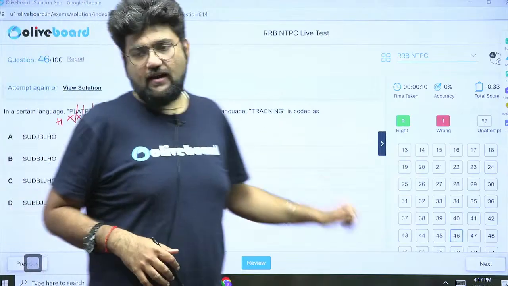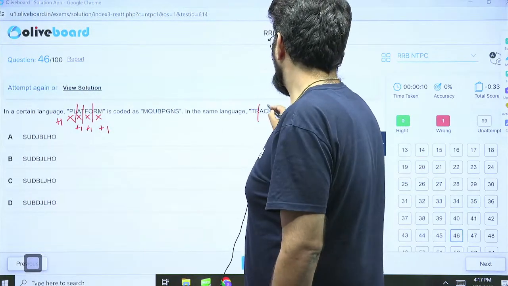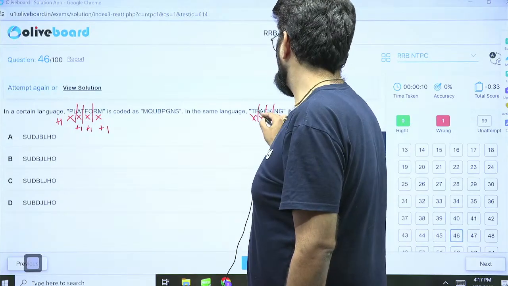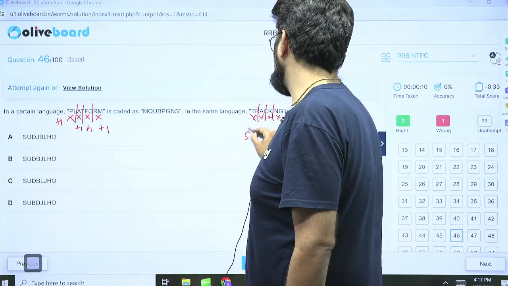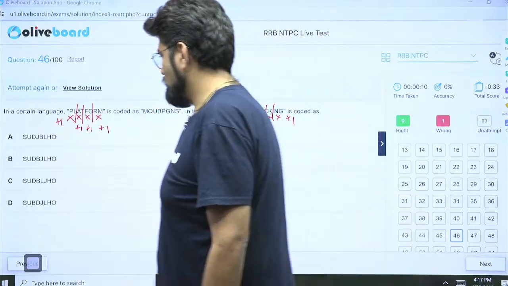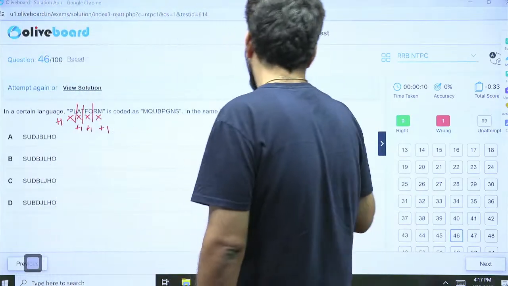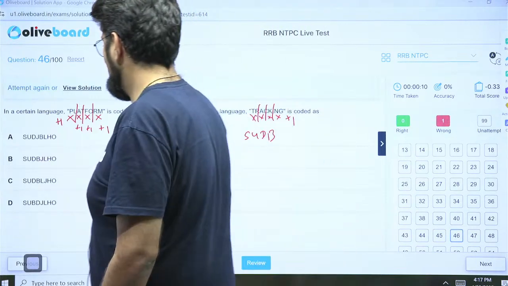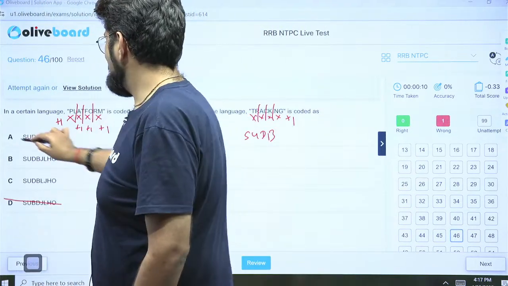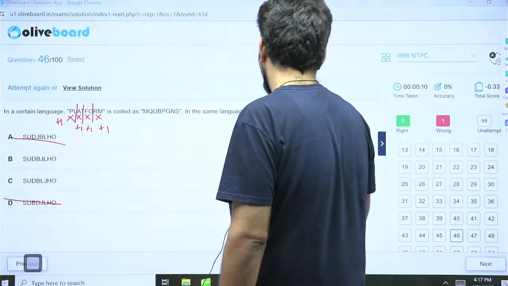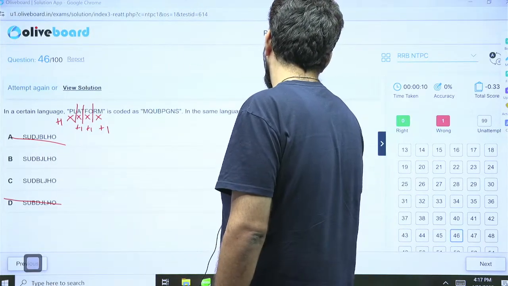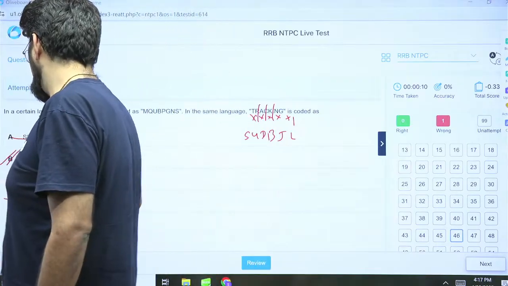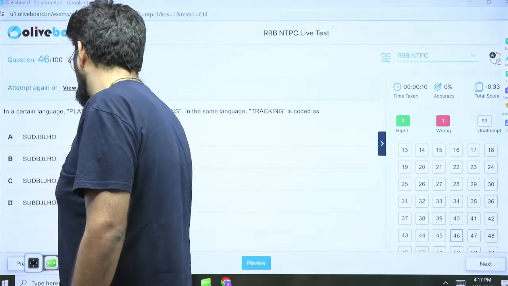So check the code for tracking. 2, 2, 2. Cross plus 1. So we'll start with R. So 18, 1, 19, we'll have S and T is U. We start with SU. Okay, wow, everything is SU. Next, C plus 1 is D, A plus 1 is B. SUDB. SUBD is gone. SUDJ is gone. SUDB, the next two will give us our answers. So I will have J and K will have L. So SUDB JL, which is option D, is the correct answer.